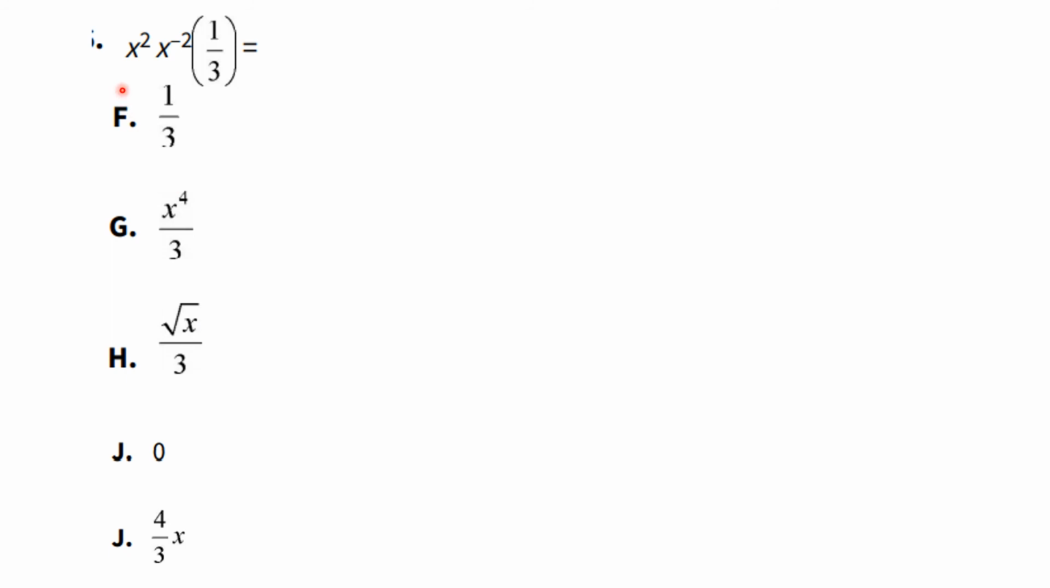This question says x to the power of 2 times x to the power of negative 2 times 1 over 3. What do you think x to the power of 2 times x to the power of negative 2 will equal? When you add the powers, you will get 0, right? And how is that? X to the power of 2, you can just think about it times 1 over x to the power of 2. And so what will happen? The x to the power of 2 will cancel the x to the power of 2, and I will be left with the answer as 1 over 3.